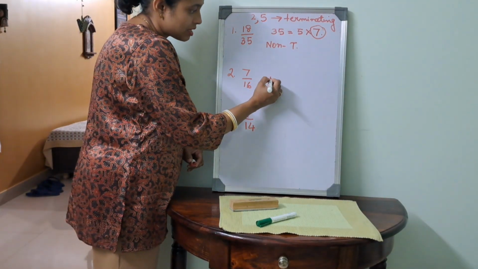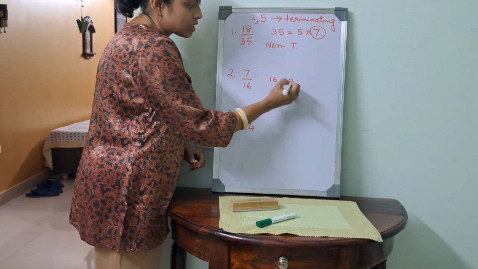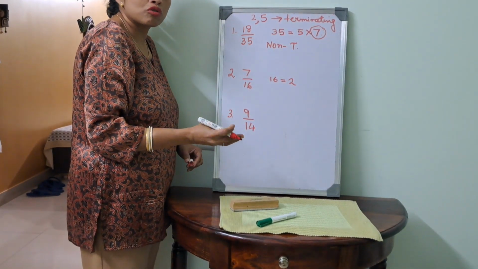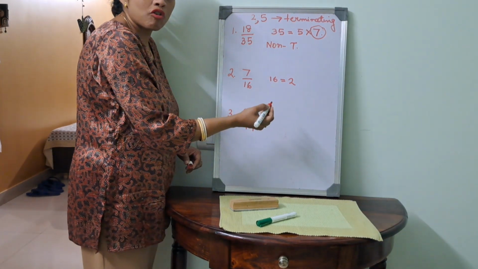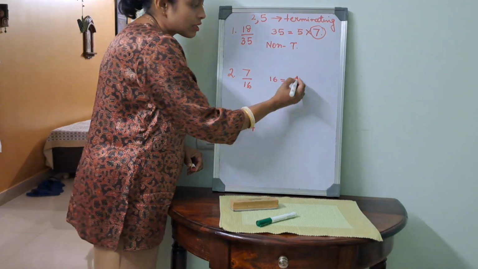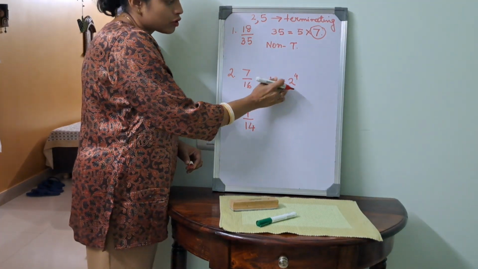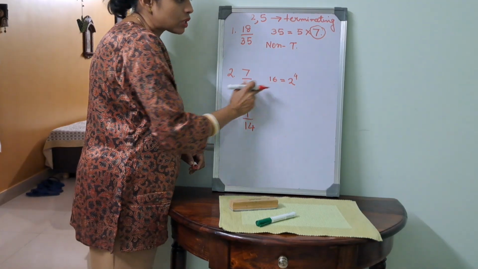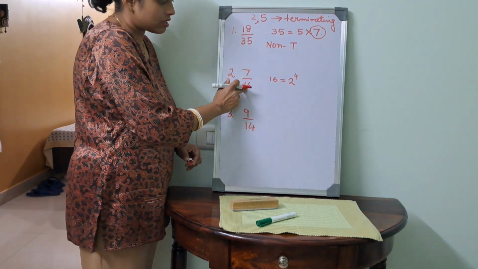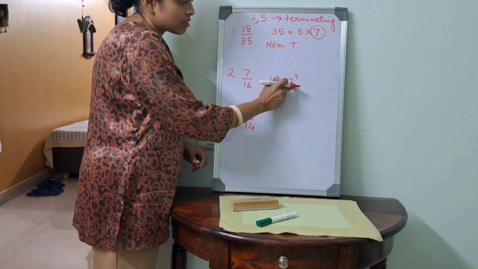And the second one, 16. 16 can be written as 2 to the power 4. So 2 into 2 is 4, 4 into 2 is 8, 8 into 2 is 16, 2 to the power 4. So it can be written only in terms of 2. If I break it down, the only prime factor is 2.